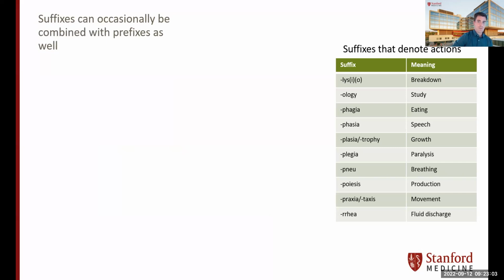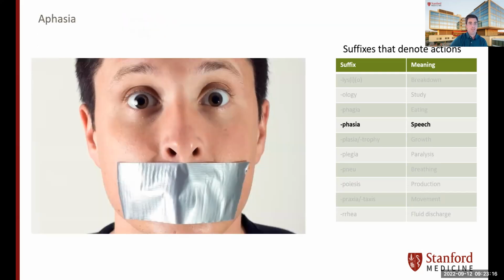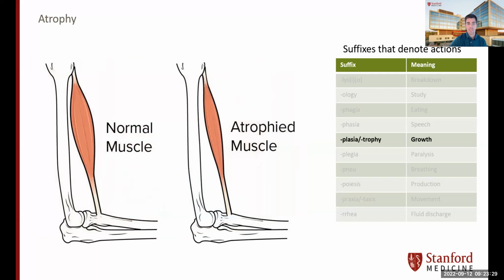Now, the thing that gets a little bit confusing is that sometimes you don't have a root at all, which is just further proof that roots are just kind of bland. Sometimes you can add a prefix to a suffix, and that gives you all you need to know, right? So a good example of this is aphasia, which is lack of speech. So this is where people lose the ability to speak, often because of a stroke. Atrophy is when you have lack of growth of a muscle, or actually ultimately like loss of muscle mass.